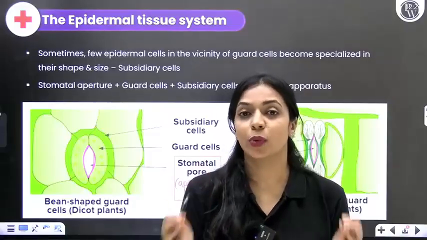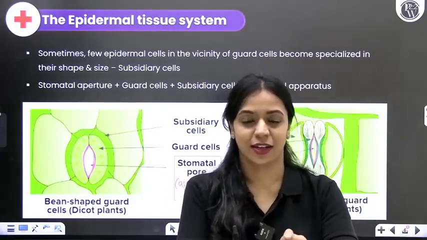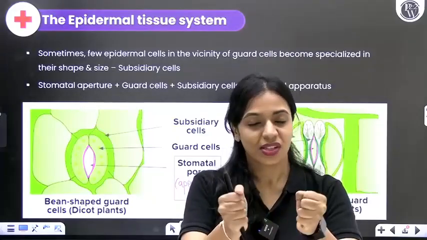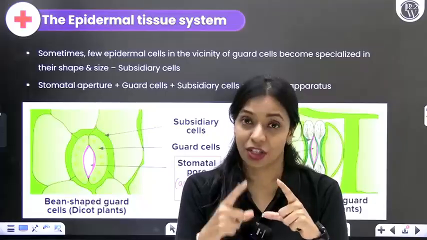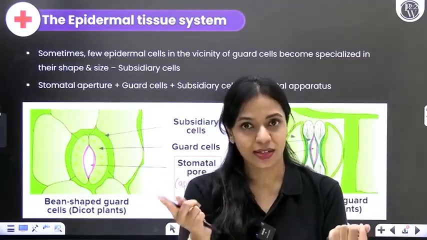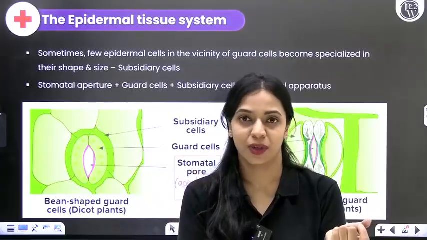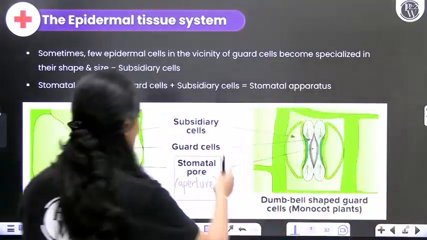Guard cells always occur in pairs. It's one jodi. Okay. So it's like Shah Rukh Khan and Kajol. So it's like one pair all the time. Now the shape of these guard cells is different in monocots and dicots. In dicots, they are kidney shaped or bean shaped, you can call them. And in monocots, they are like your dumbbells. Okay, so it is dumbbell shaped.